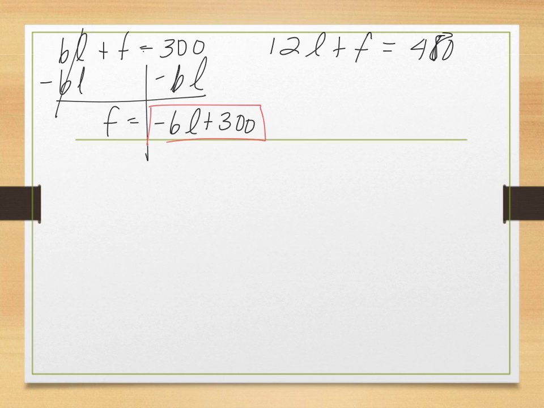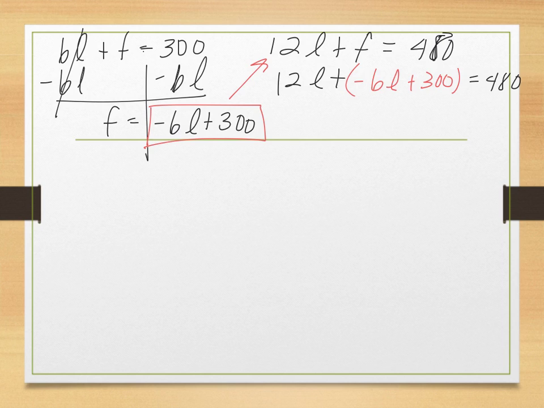All right, so now this is what we're going to use to substitute for f in the second equation. So 12L plus, in parentheses, negative 6L plus 300 equal to 480. The reason why we want to use parentheses is, for example, if that didn't say 12L plus, but instead 12L minus, we would then have had to distribute the negative to everything inside the parentheses, which makes a big difference in your problem. So be sure that you always use parentheses when substituting.